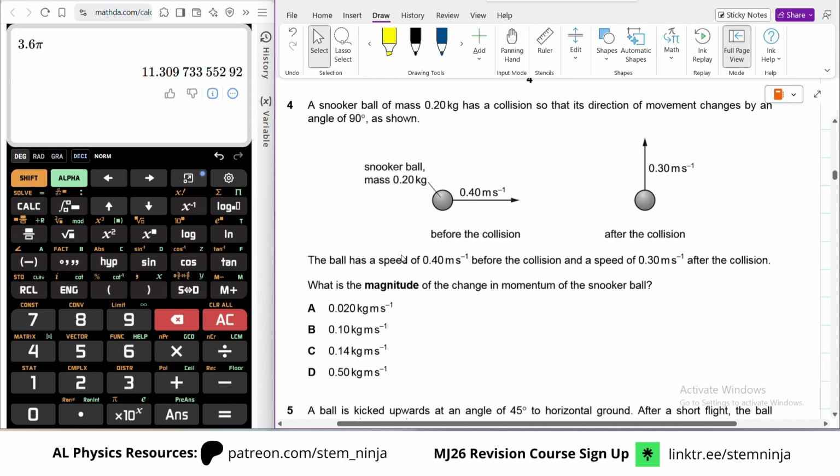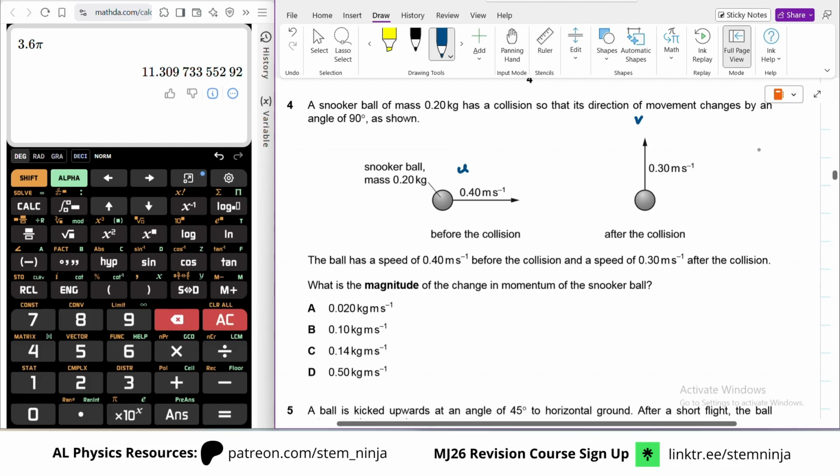A snooker ball of mass 0.2 kg has a collision so that its direction of movement changes by an angle of 90 degrees. The ball has a speed of 0.4 meters per second before collision and a speed of 0.3 meters per second after the collision. What is the magnitude of change in momentum of the snooker ball? So basically we need the v minus u over here, because m is the same. So this is your v, this is your u, right?